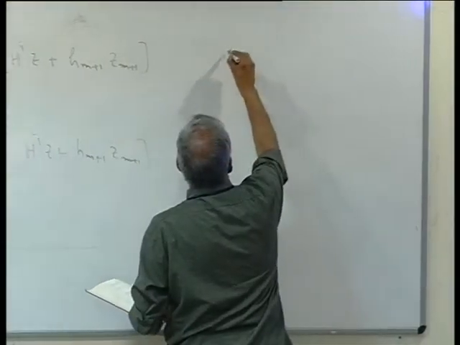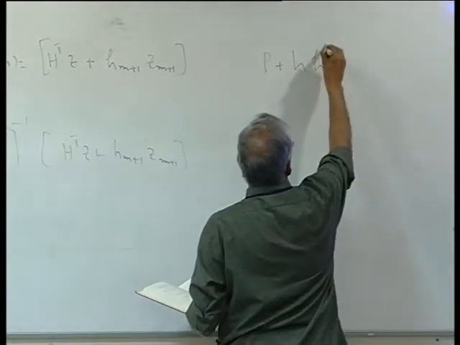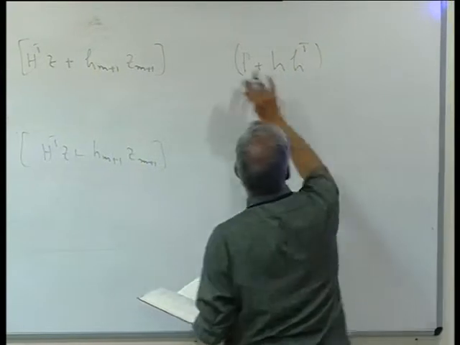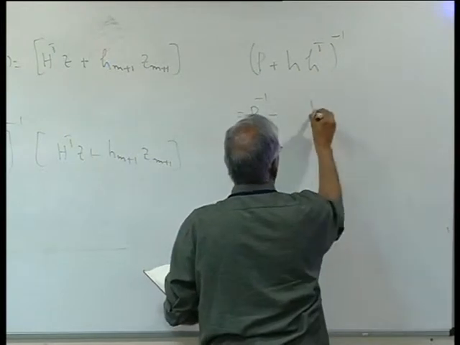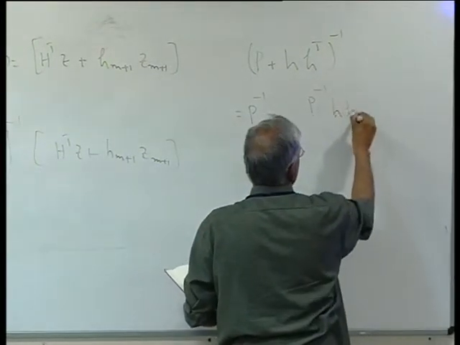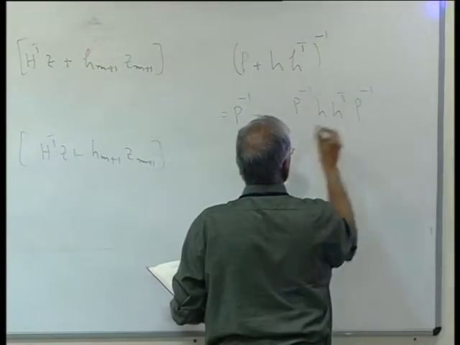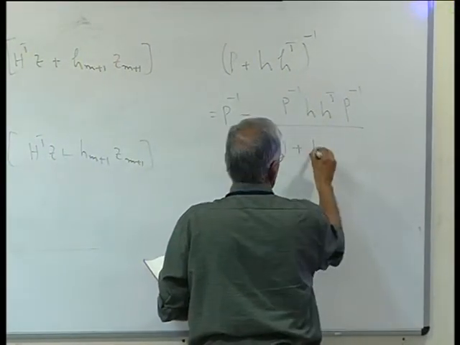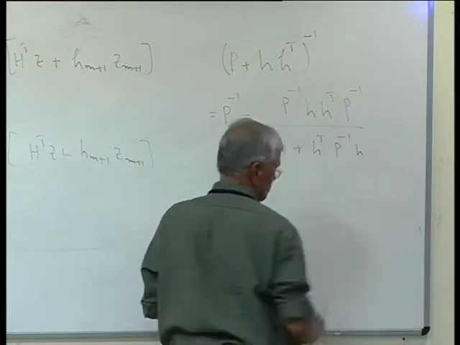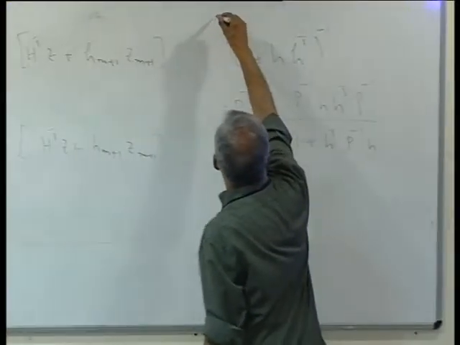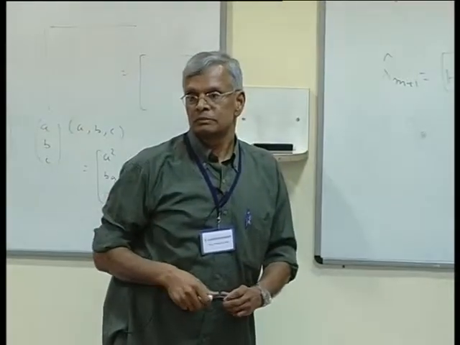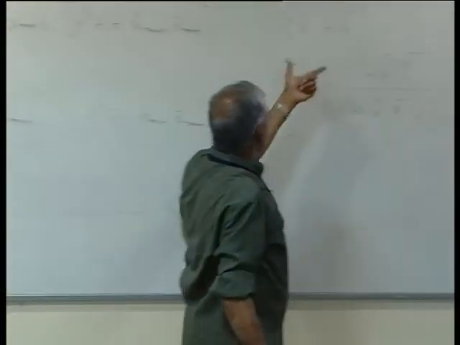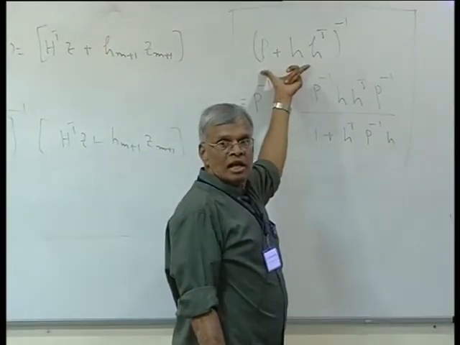If P is an invertible matrix, and H is a vector, so that H H transpose is a rank 1 update of this, the inverse of this is equal to P inverse minus P inverse H H transpose P inverse divided by 1 plus H transpose P inverse H. This is a very fundamental result in matrix theory. So knowing the inverse of P, I can compute the inverse of P plus H H transpose, the rank 1 update.